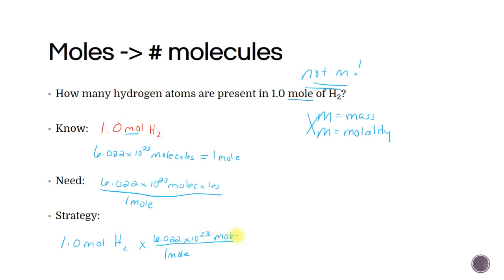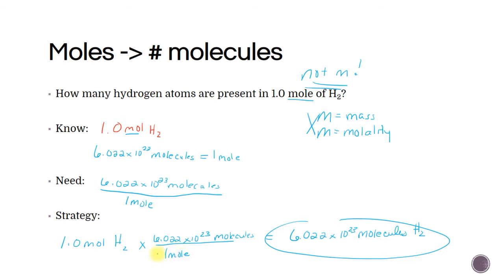This is going to tell us how many molecules of H2 are there, and of course 1 times that number is just going to be this number. Okay, so there's the answer. We can use Avogadro's number as a conversion factor. I put moles on the bottom because I wanted to get rid of it, and that's what I started with.